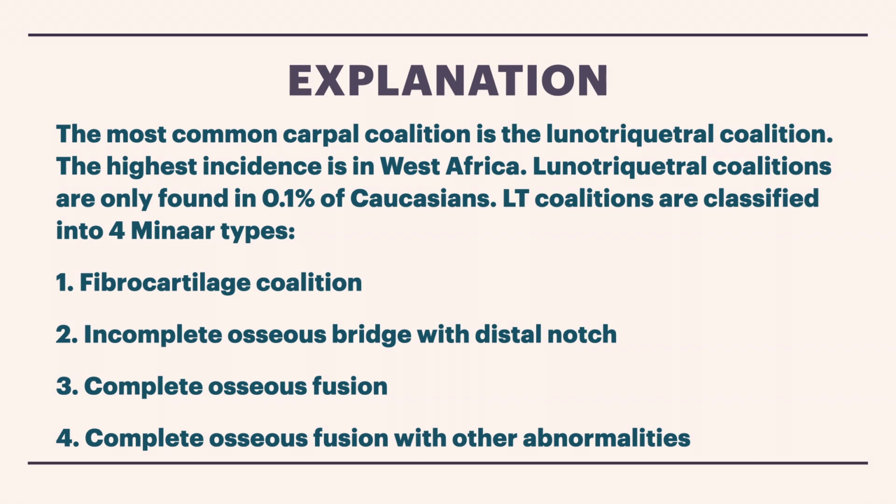The lunotriquetral coalition is subclassified into 4 Minar types. Number 1, a fibrocartilage coalition. Number 2, an incomplete osseous bridge with a distal notch. Number 3, a complete osseous fusion. And number 4, a complete osseous fusion with some other abnormality.